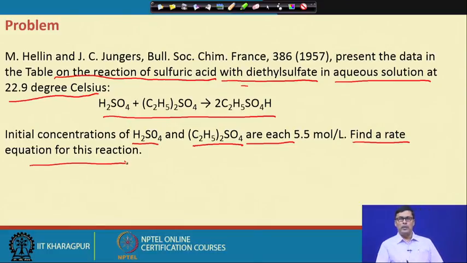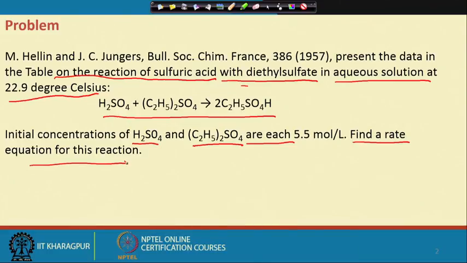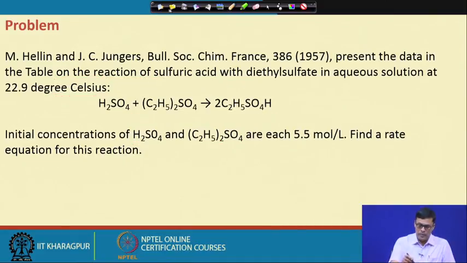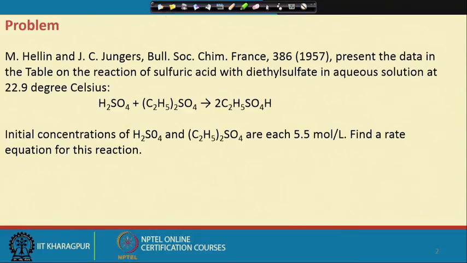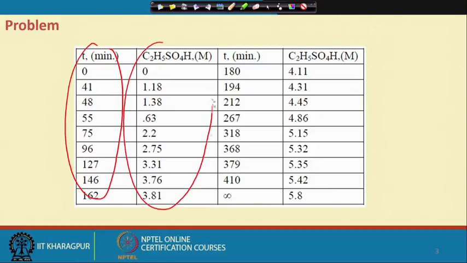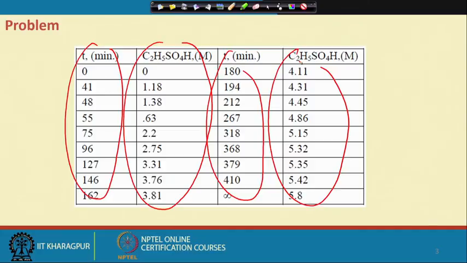Now, previously, you may remember, we solved the first order reaction and developed the rate equation for it. This is the second order reaction we will solve today. This is the data that is given. You can see that with respect to time, how the product concentration changes has been given here. All the data is given here.